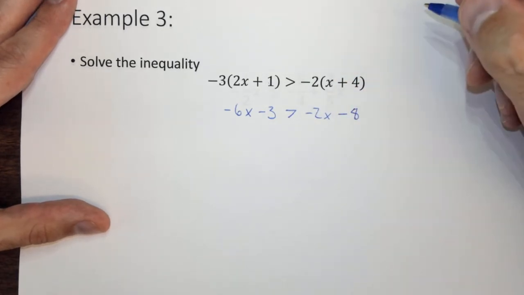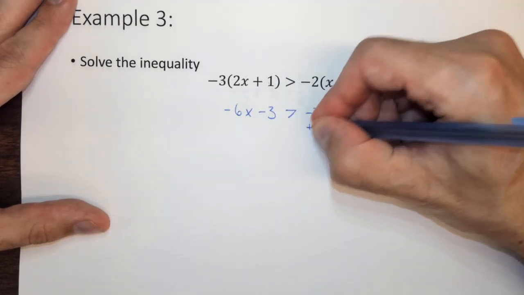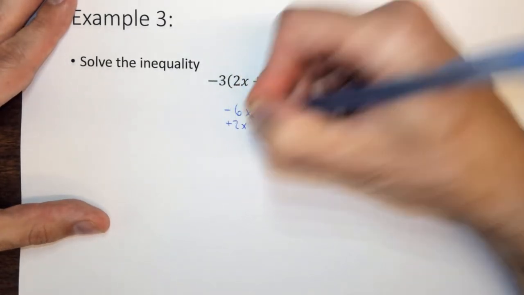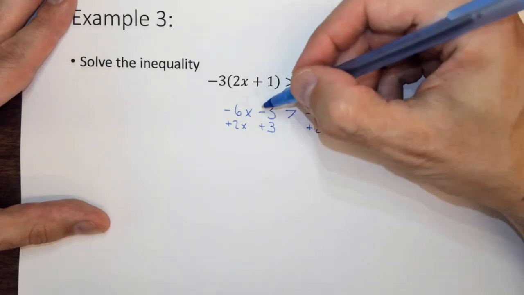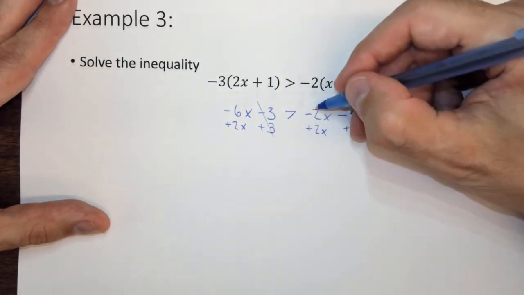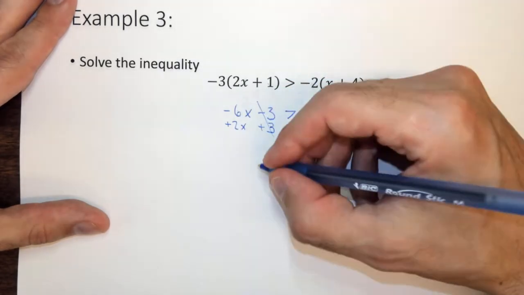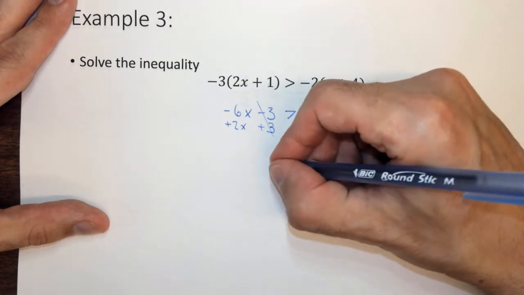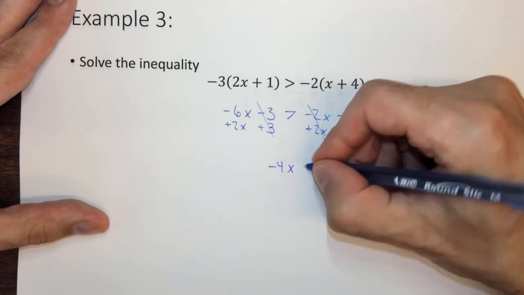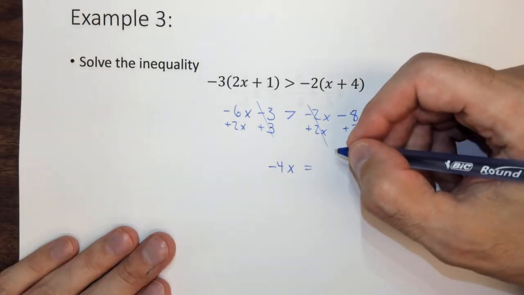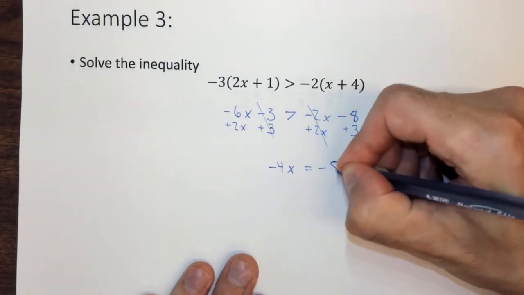We have to do the same thing as in the previous example. Get the x's on one side and the numbers on the other. So I'm going to add 2x to both sides, and I'm going to add 3 to both sides. Plus 3 minus 3 cancels out. Minus 2x plus 2x cancels out. So now I have minus 6x plus 2x, which is a total of minus 4x. I have minus 8 plus 3, which is negative 5.